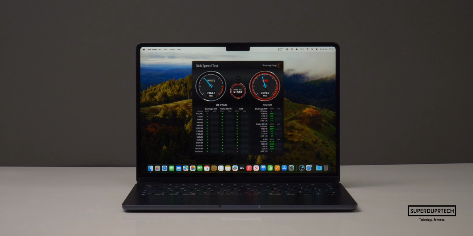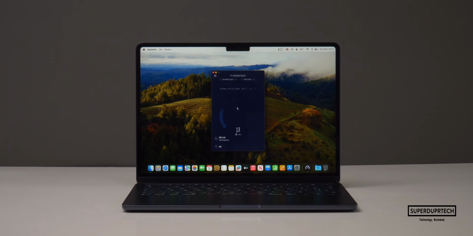I also ran the Blackmagic disk speed test and got write speeds of 2,104.8 megabytes per second with read speeds of 2,639.6 megabytes per second. I then ran a Wi-Fi speed test and got download speeds of 492 megabits per second with upload speeds of 73.3 megabits per second.